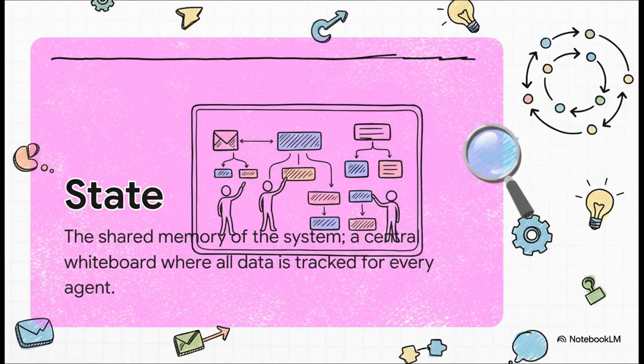Okay, first up is the state. The easiest way to think about this is like the central whiteboard in our workshop. Seriously, it's the shared memory. Every single piece of data, every message, every result gets written down right there for all the other agents to see. It is the single source of truth for the entire project.